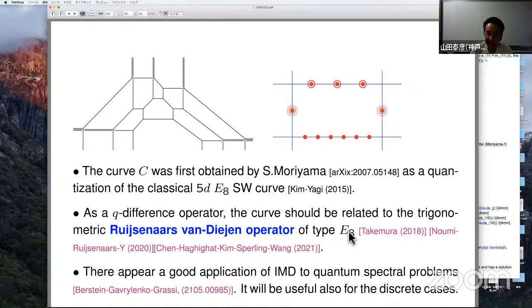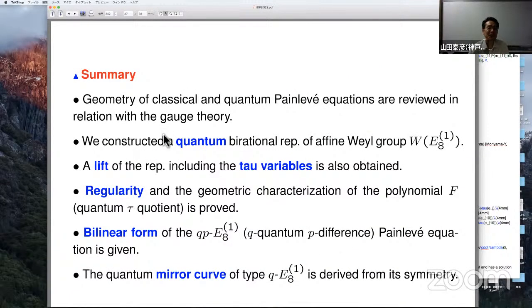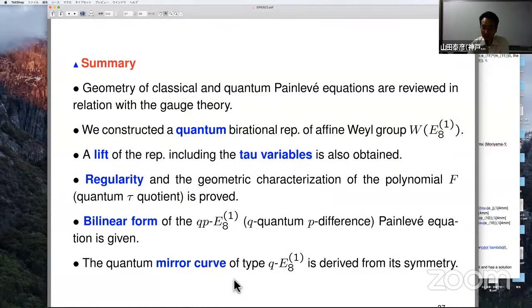So let us summarize the talk. I have reviewed the quantum Painlevé equation in view of the geometry and the gauge theory. And I constructed the quantum birational representation and its lift, including tau variables. And the main result is the regularity of the representation. And I also showed the bilinear form, and I gave the conserved quantity in the autonomous case. That is all. So thank you very much.